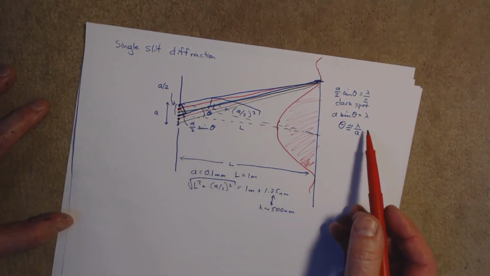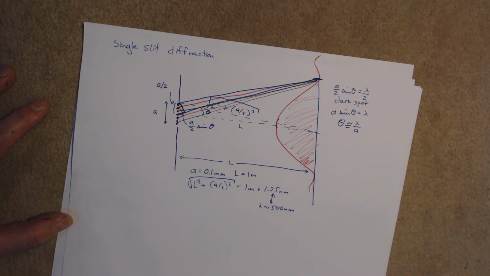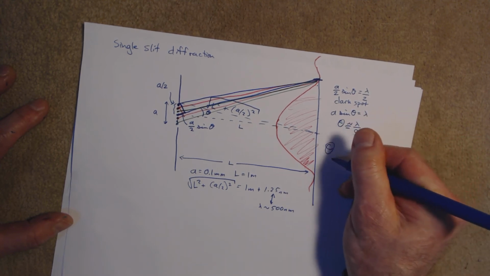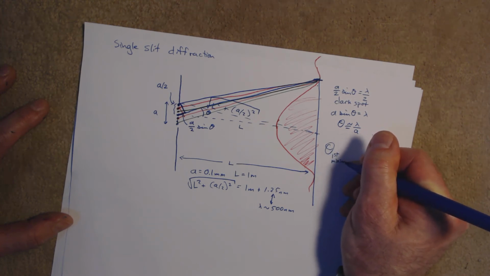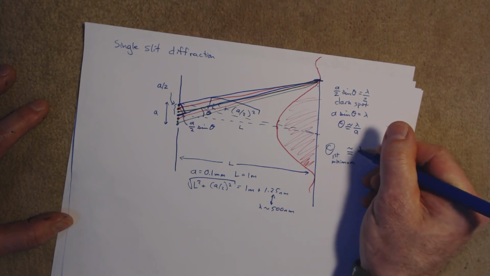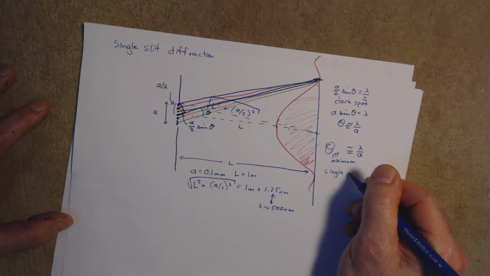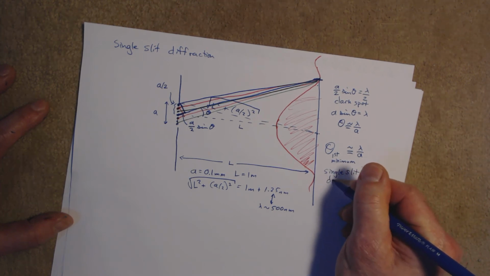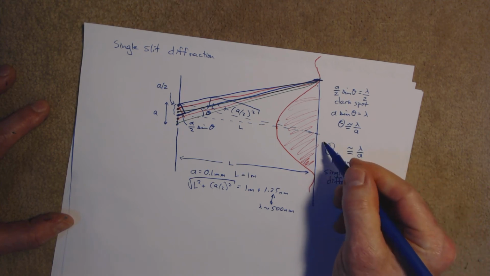And so that's why we focus on this angle for the first minimum. So this is theta of the first minimum for a single slit diffraction, which is approximately given by lambda over a. Again, this is for single slit diffraction. I'm going to put a star box around this and watch carefully.